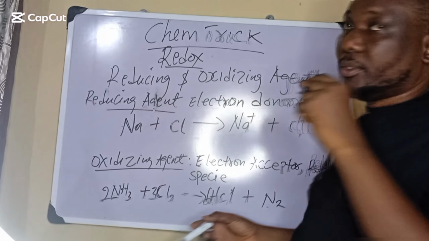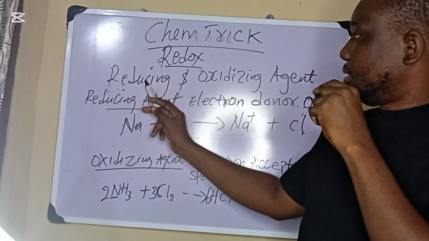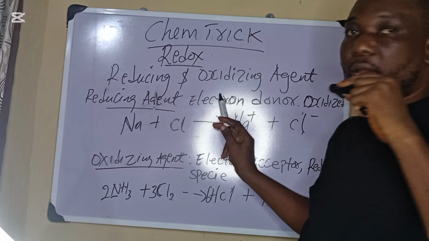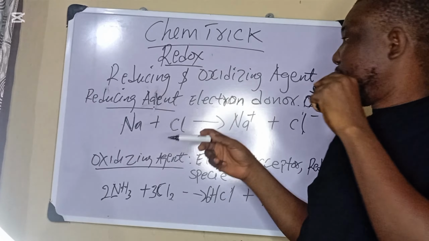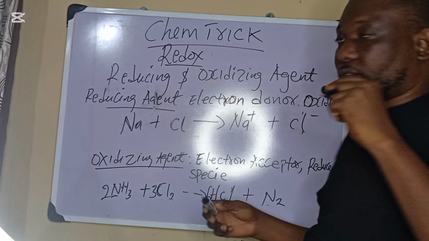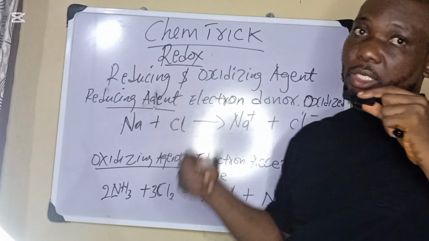Okay, welcome to this chemistry trick. Now we are reducing an oxidizing agent. As you can see, reducing agents are electron donors, or species that become oxidized in the course of the reaction, while oxidizing agents are electron acceptors, that is, they become reduced in the course of the reaction.